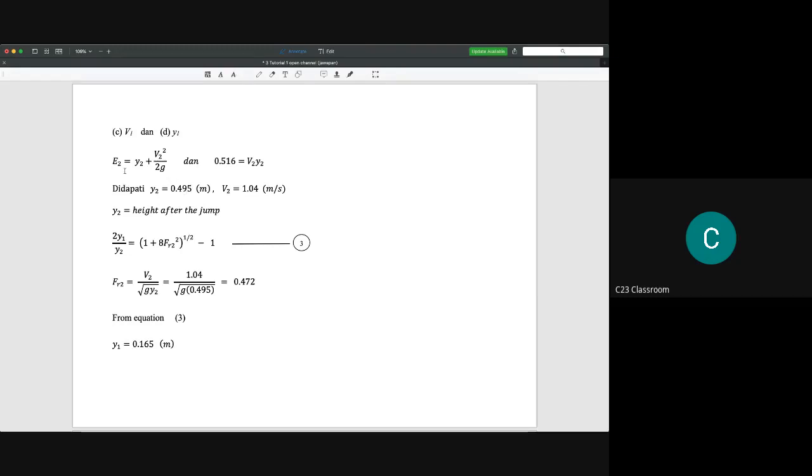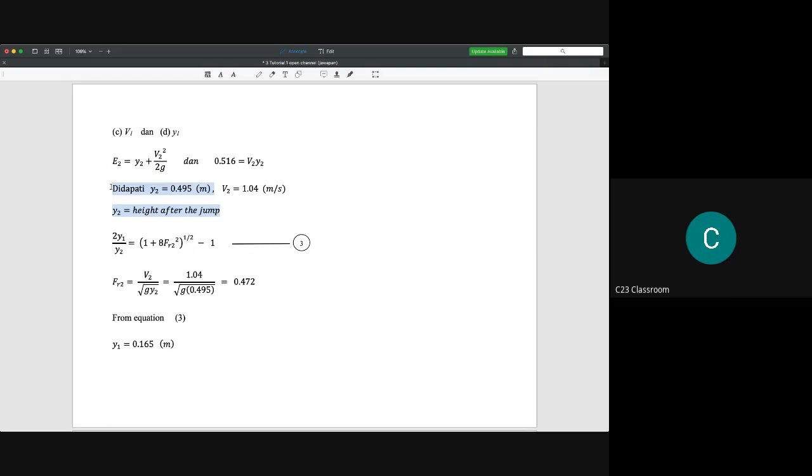We calculate the value for point number 2 because we want to use this equation, and this equation needs two points: one is the point before the hydraulic jump and two is after the hydraulic jump. This equation is used to calculate the hydraulic depth before and after the hydraulic jump. That's why we need to calculate the value at point number 2.